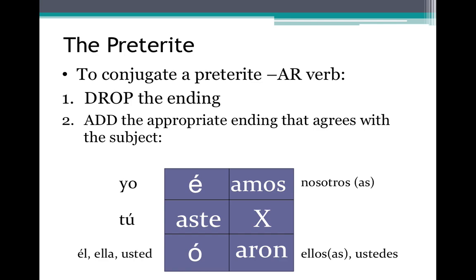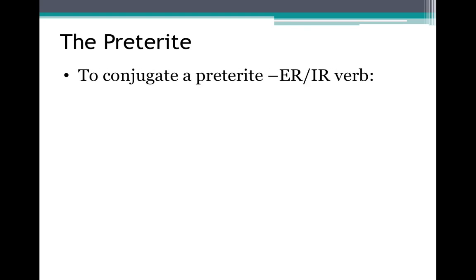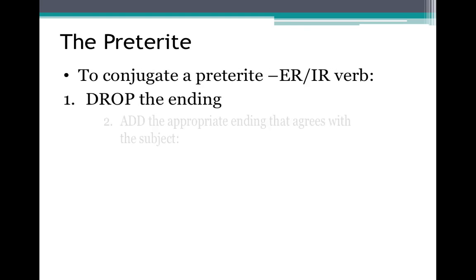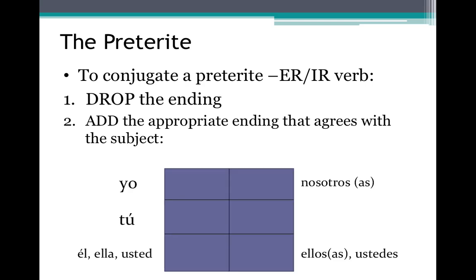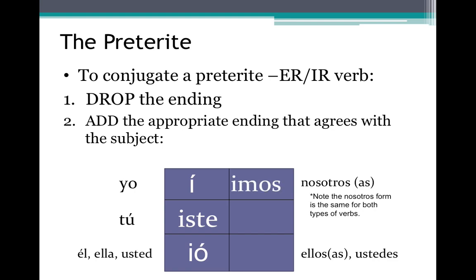All right. The next group of endings for ER, IR are very similar. What are they? Excelente. E, iste, io, imos, ieron. Don't forget that the amos and imos forms are the same for AR or for ER verbs and IR verbs. Okay. E, iste, io, imos, ieron. Good.